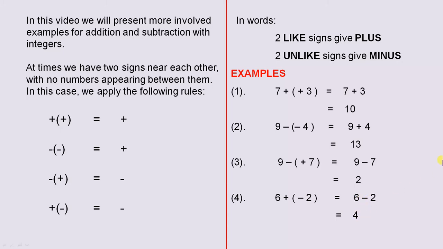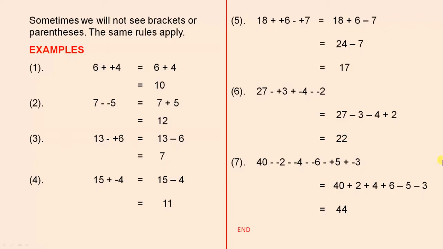So let's look at some more examples on the next slide. Sometimes we will not see brackets or parentheses. The same rules apply. If we have two signs that are like, that gives us a plus. 6 plus 4 is 10. Two signs that are like, that gives us a plus. 7 plus 5 is 12.